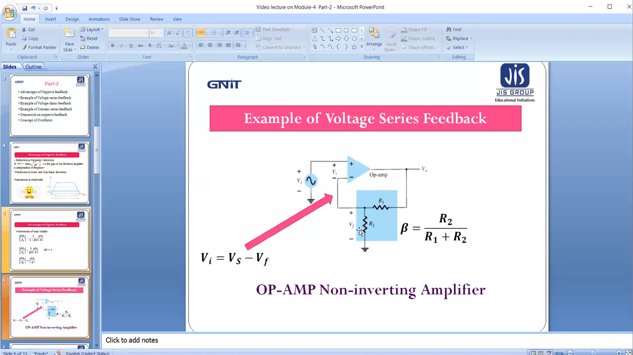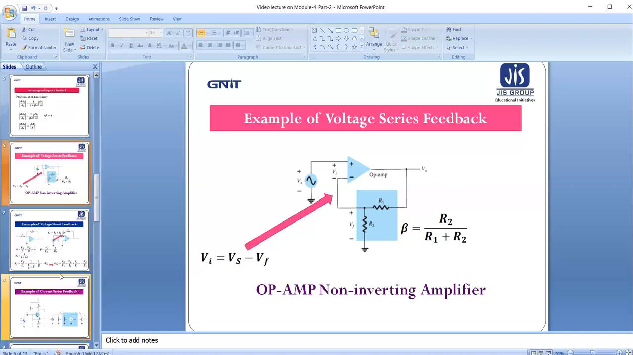Now, the feedback ratio beta is equal to R2 by R1 plus R2. Now, if we place A by 1 plus A beta, then it will develop 1 plus R2 by R1. So this is the example of the non-inverting amplifier, a voltage series feedback.